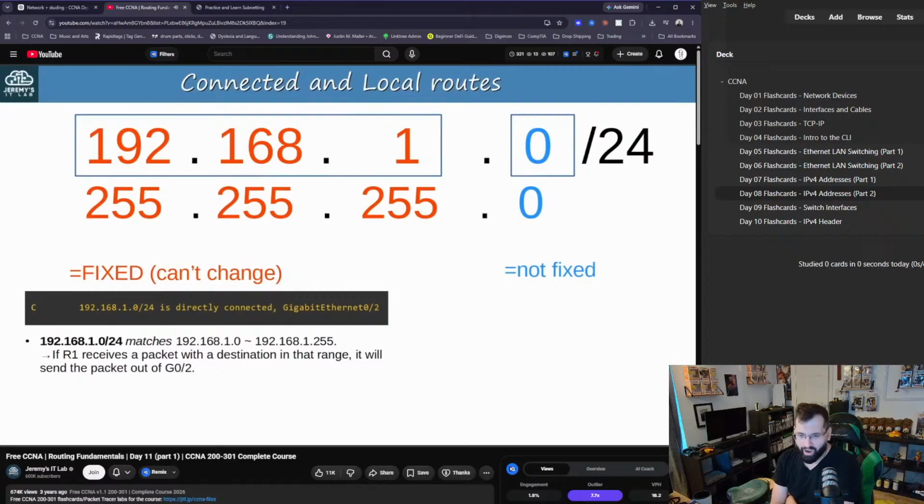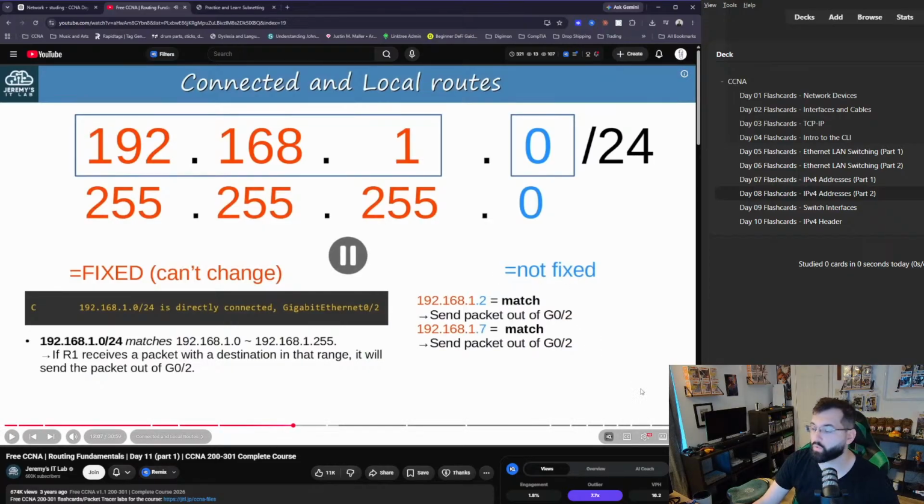That means that if R1 receives a packet with a destination in that range, it will send the packet out of the G02 interface. Let's see some examples. A packet with a destination IP address of 192.168.1.2 is a match, because the IP address begins with 192.168.1. Because it's /24, the first 3 octets have to match. So R1 would send a packet out of G02.